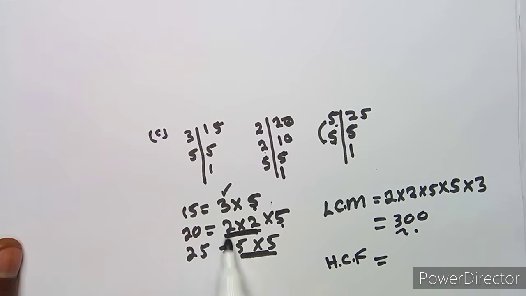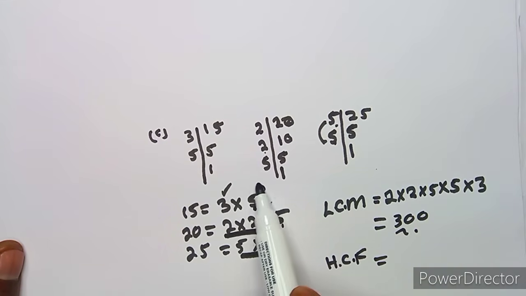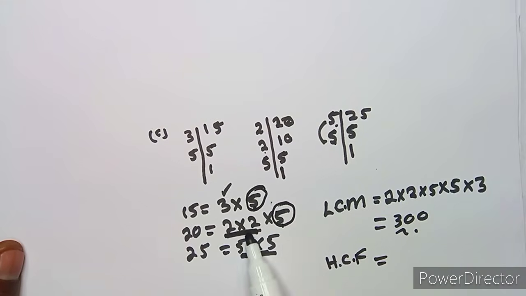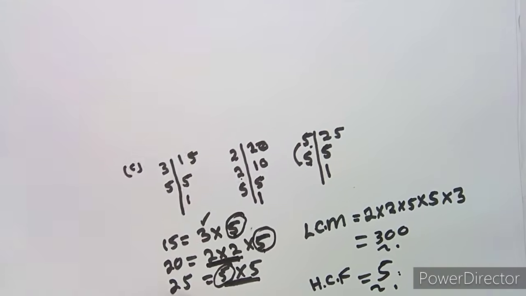So 2 is not common, we can't take it. 3 is not common, we move on to this 5. We've got 5, we've got 5, we've got 5. So 5 is common, so that's our highest common factor. Let's say they wanted you to find the highest common factor. It's a term or a number that is common throughout.